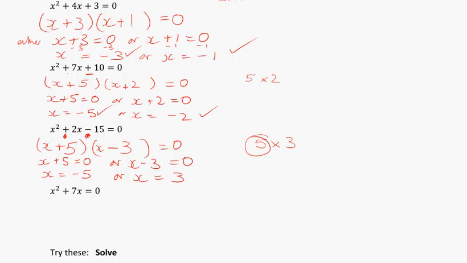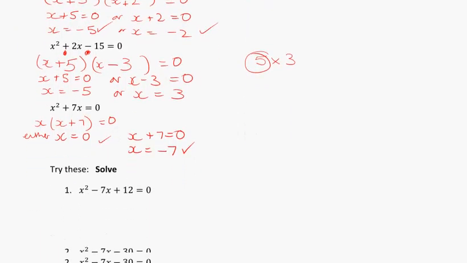Now notice there's no constant, so I'm only going to do a single bracket, factorizing. X plus 7 is equal to 0. So either x is equal to 0, so that's one solution, or x plus 7 is equal to 0, so x is equal to negative 7. And that is our other solution. Okay, moving down, you could try these.